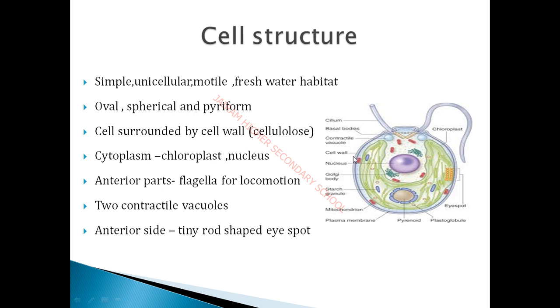And you can see its shape may be oval, spherical or pyriform. And like all other cells, this cell is also surrounded by a cell wall which is made up of cellulose. So the cell wall of algae is made up of cellulose. Next, inside you can see the cytoplasm, which contains a prominent chloroplast, centrosome and nucleus. So this green colored portion of the cell, see this green color. This is called chloroplast, which is mainly responsible for the green coloration in algae.